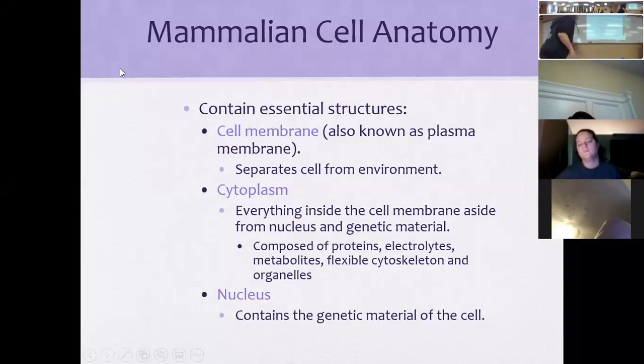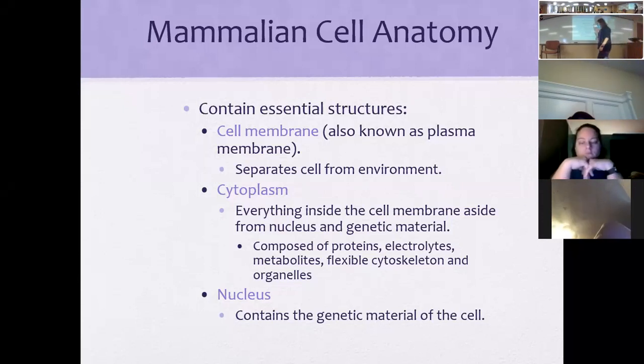The cell membrane separates the cell from its environment, just like our skin does for us. And it regulates what can go in and out of the cell. Cytoplasm is everything on the inside. That would be all of your guts and your blood and everything on the inside of your body is the cytoplasm. And then inside the cell, we have kind of the brain, which is the containing of the DNA, which is the nucleus. It contains all the genetic material.